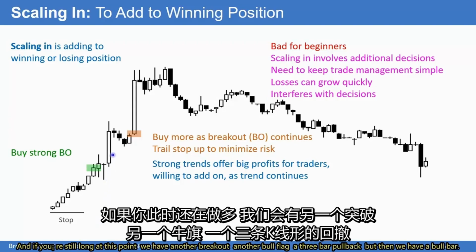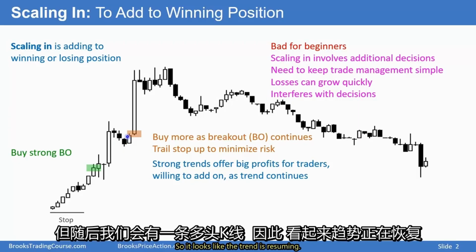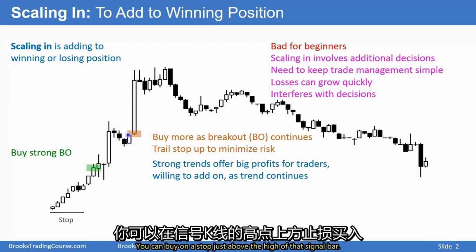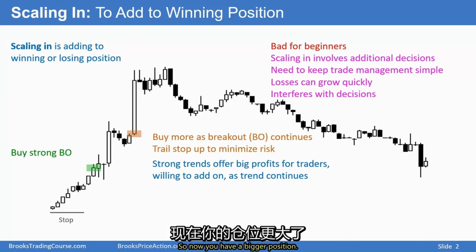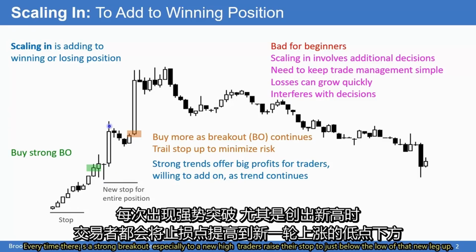And if you're still long at this point, we have another breakout, another bull flag, 3-bar pullback, but then we have a bull bar. So it looks like the trend is resuming. You can buy on a stop just above the high of that signal bar. So now you have a bigger position. Every time there's a strong breakout, especially to a new high, traders raise their stop to just below the low of that new leg up.